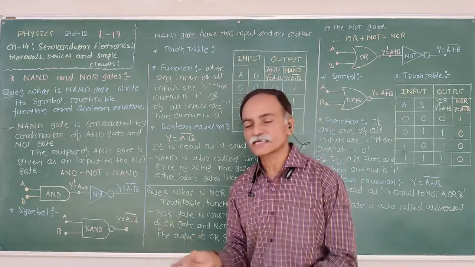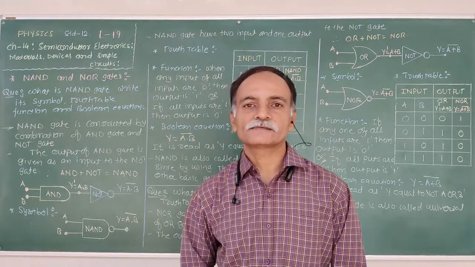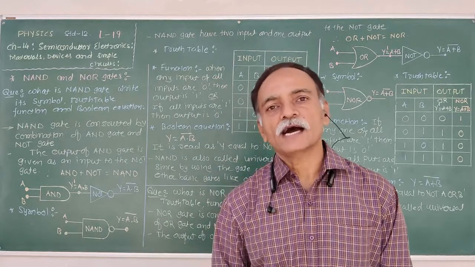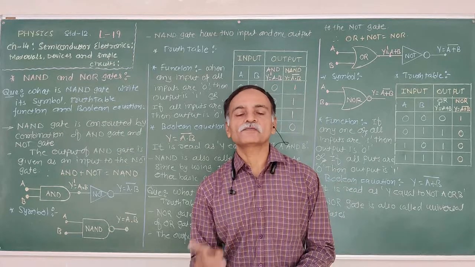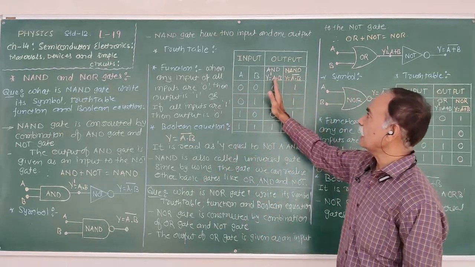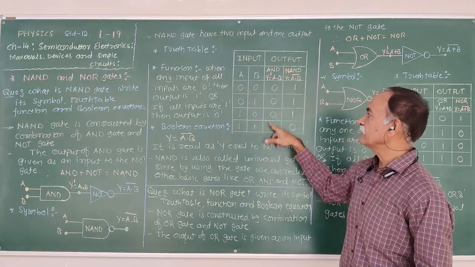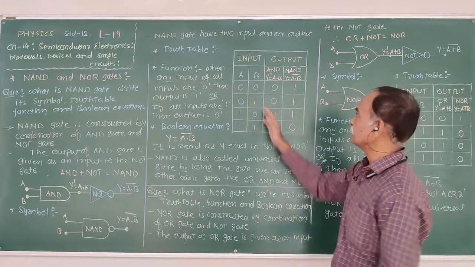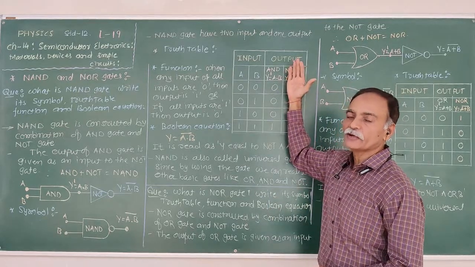Before starting our discussion about the NAND gate and NOR gate, let us revise the AND gate. The AND gate has two inputs and one output. What is the characteristic or function of the AND gate? In the AND gate, we obtain the output 1 if all inputs are 1, otherwise 0. The Boolean equation is y is equal to a dot b.